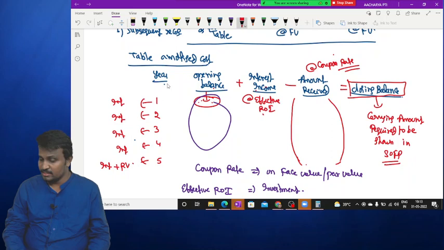So coming to the first one, screen visibility undamma clear ga? Yes, sir.